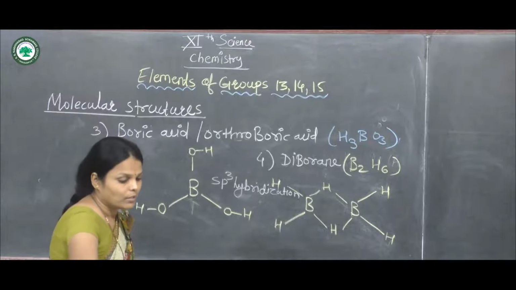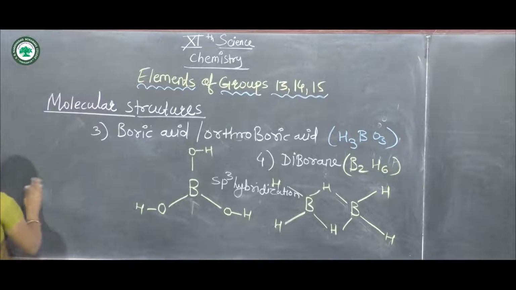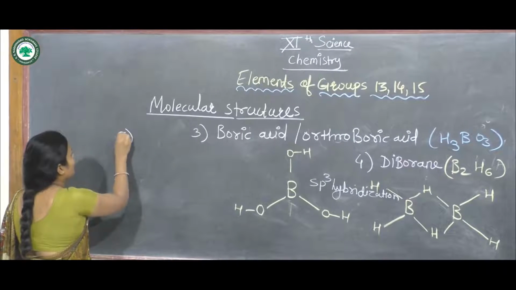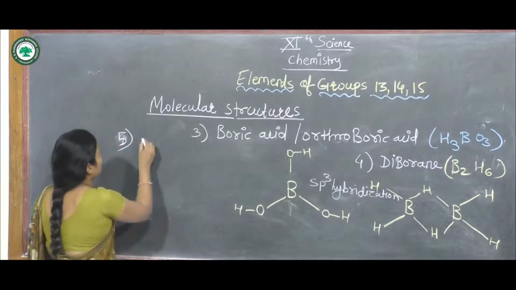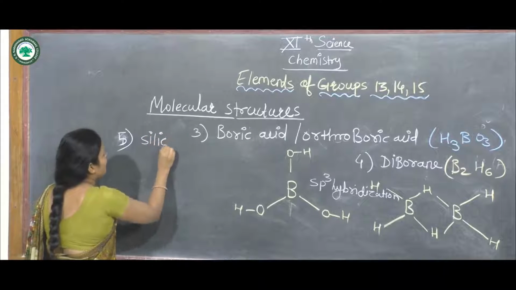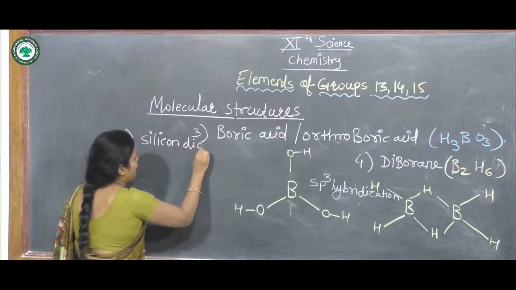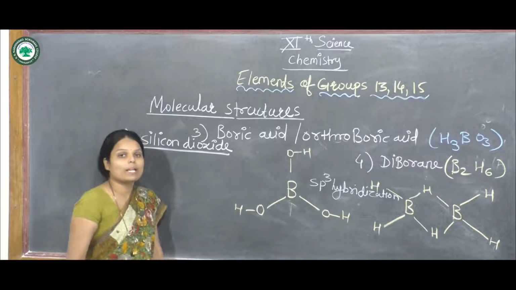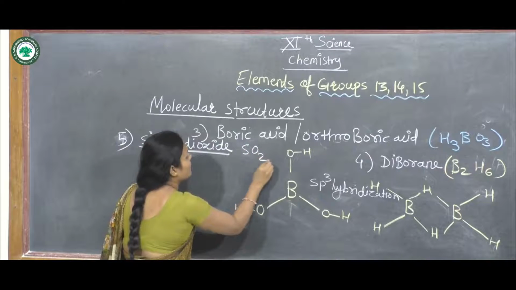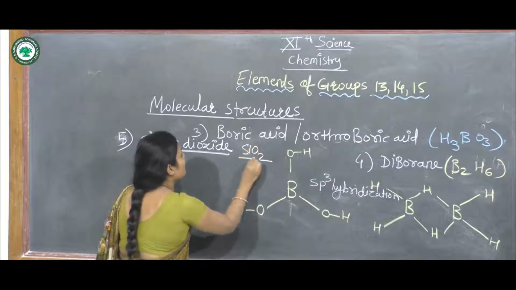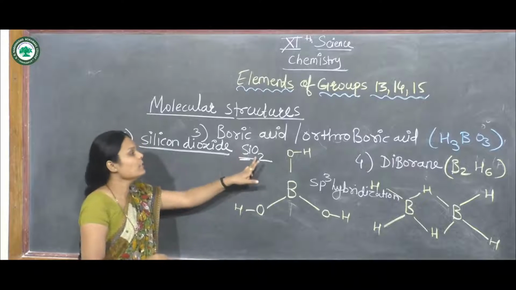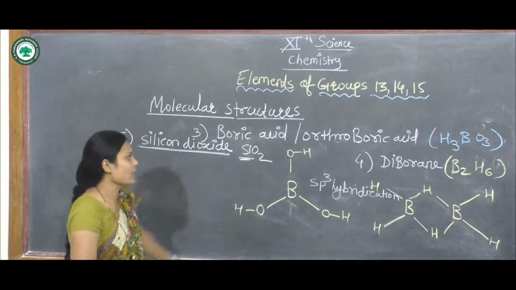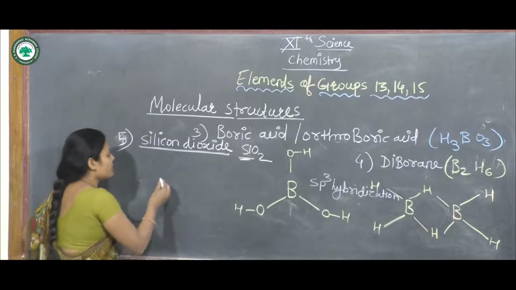silicon dioxide. Here is the fifth structure, silicon dioxide. Silicon dioxide, its formula is SiO2, sorry, SiO2. Si means silicon, O2 means oxygen. Oxide, dioxide, silicon dioxide. This is the structure of silicon dioxide.